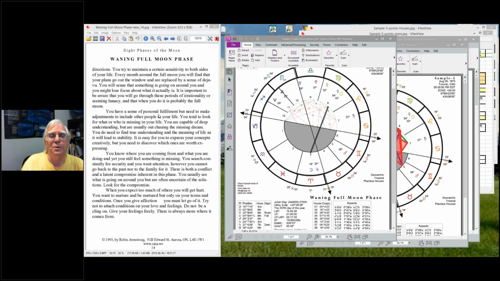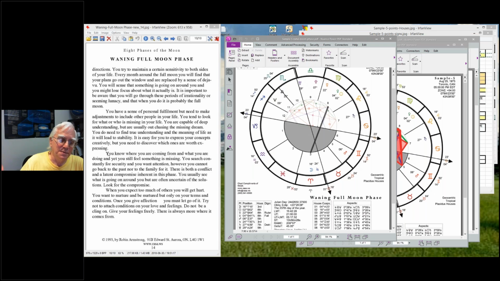You have a sense of personal fulfillment, but need to make adjustments to include other people in your life. You tend to look for what or who is missing in your life. You're looking for who's missing, and then you're going to need to help them or nurture them. You're capable of deep understanding, but are usually out chasing the missing dream. You do need to find true understanding and the meaning of life, as it will lead to stability. It is easy for you to express your concepts creatively, but you need to discover which ones are worth expressing.